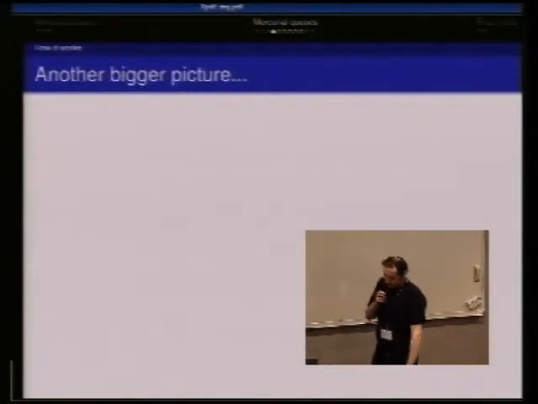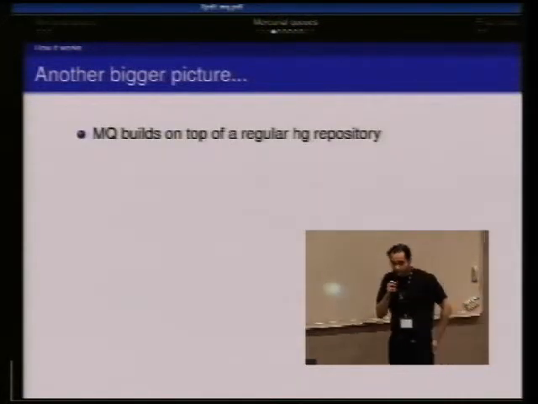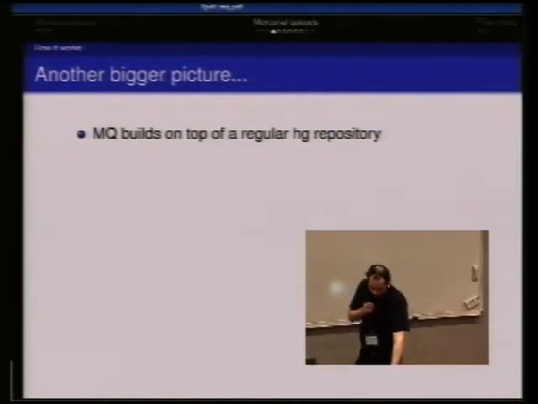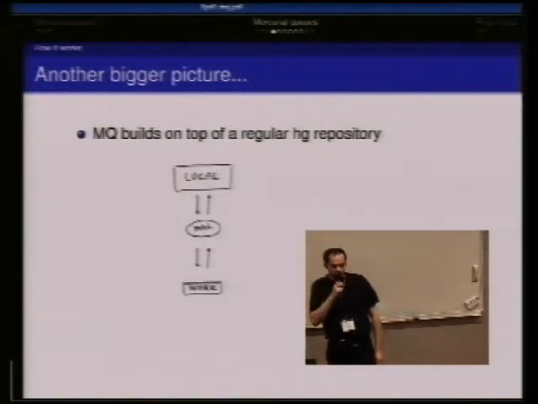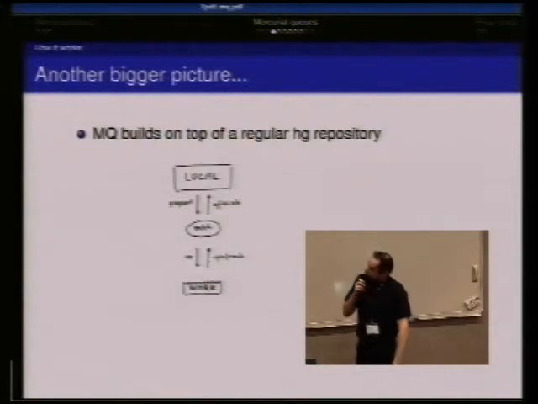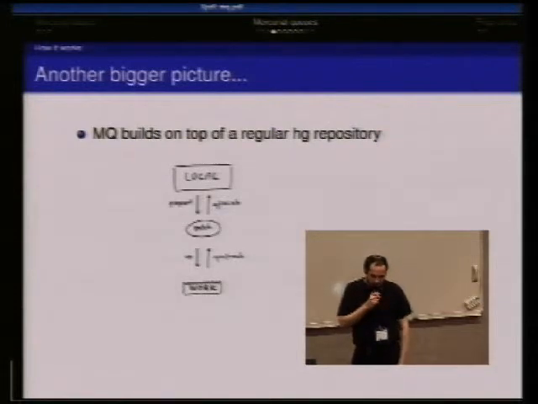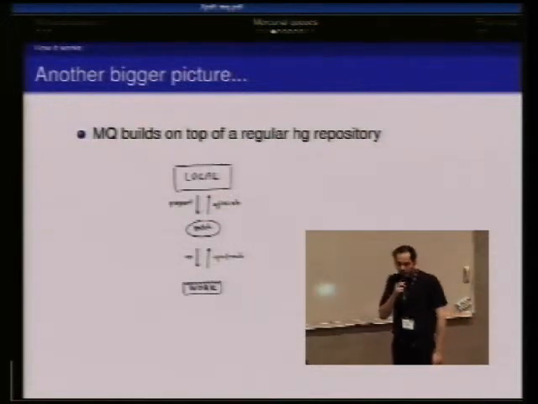Now, let's take a look at a different picture. MQ builds on top of regular Mercurial repository, and it actually maintains the changes you are making to the repository as a set of patches. That's basically the idea behind Quilt. You have a series of patches, and you want to apply them or unapply them, edit them. Now, there are some commands that you can use to update the patch and put it to local repository. You can also take a change set from the local repository and turn it into a patch.